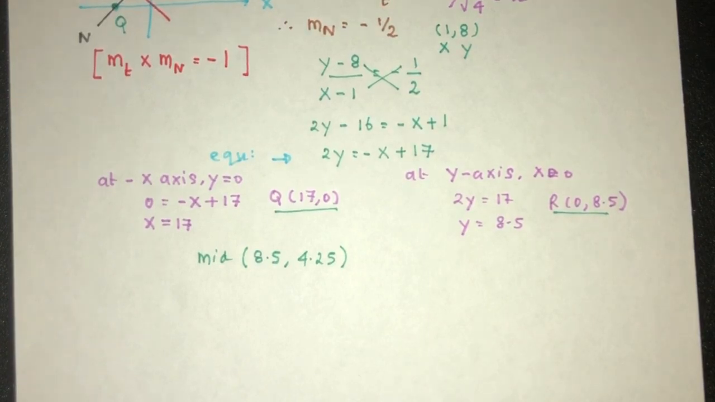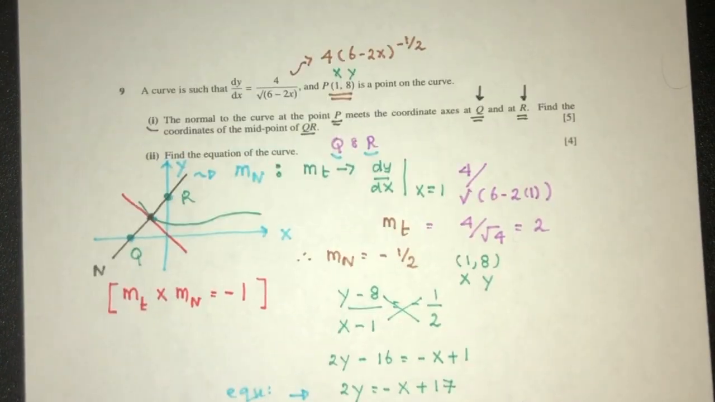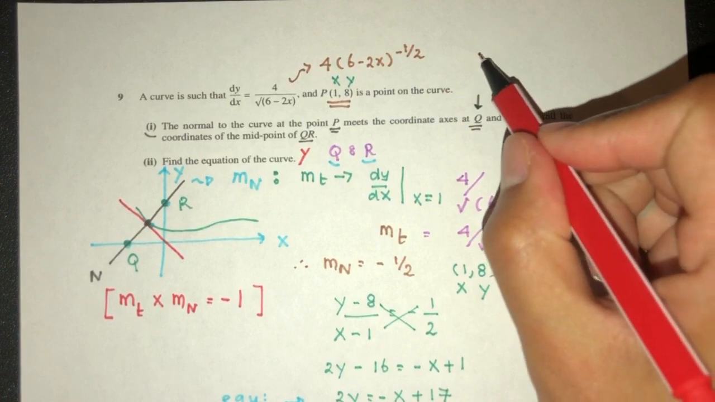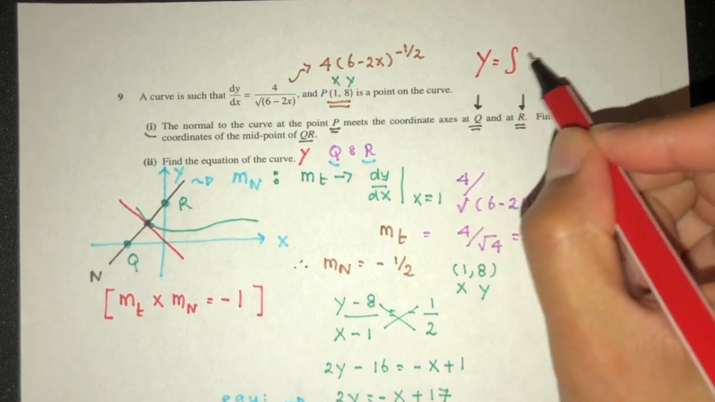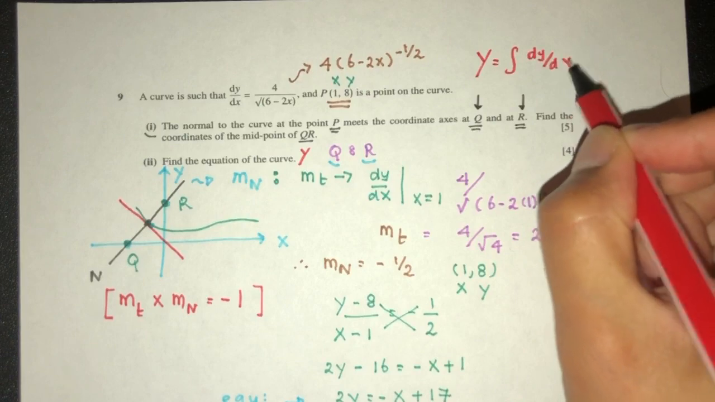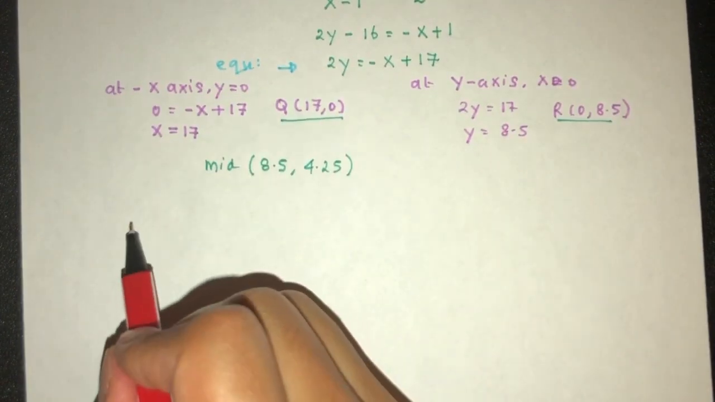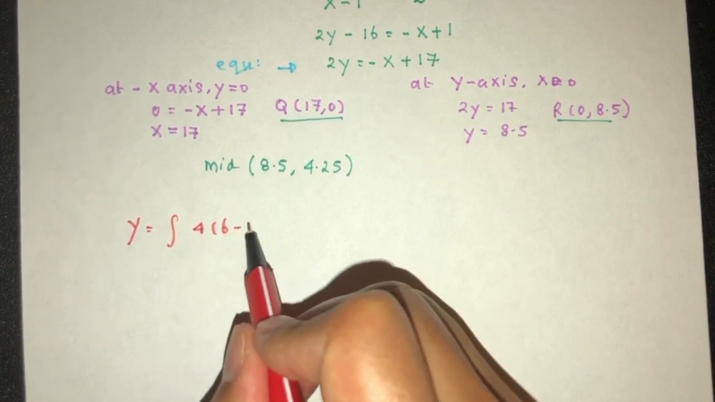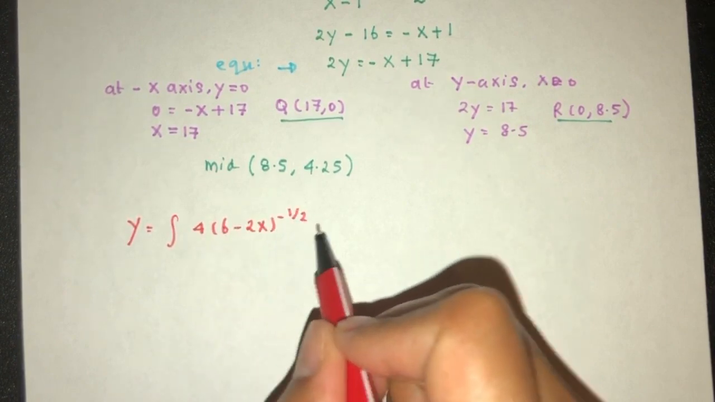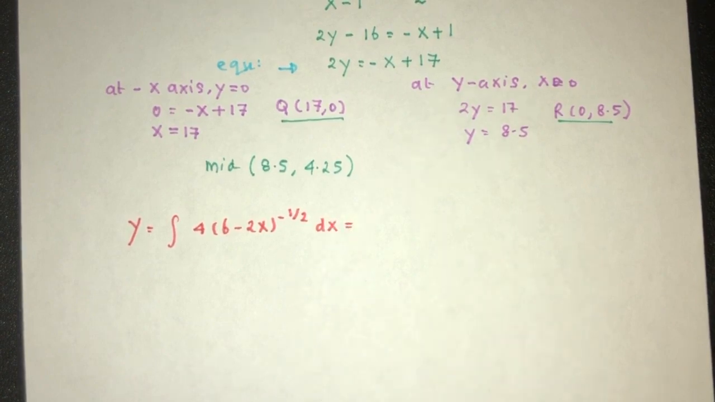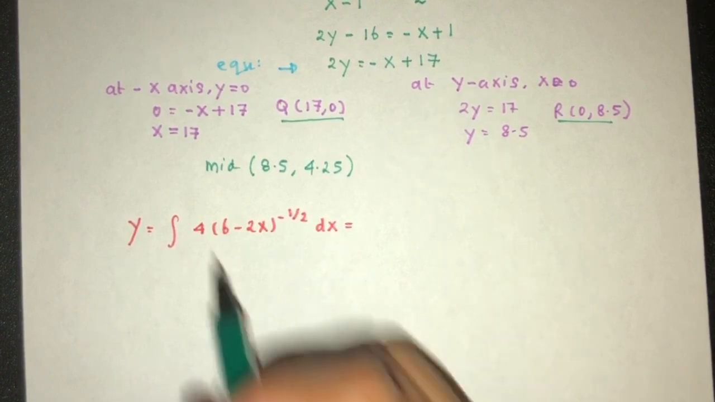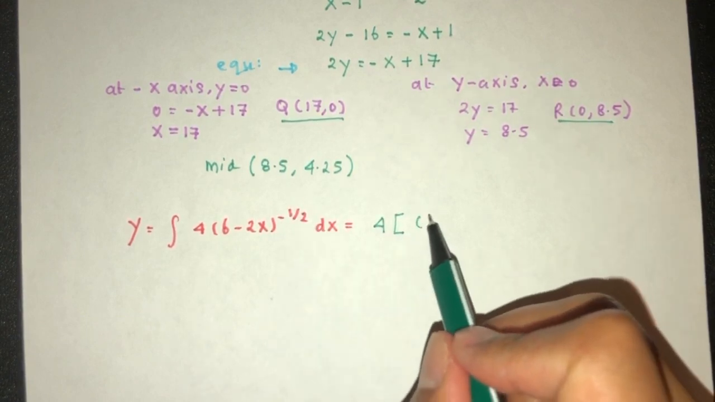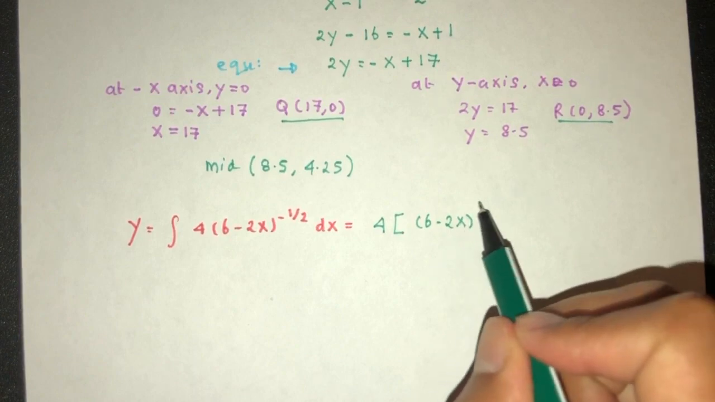Now let's move on to part 2 of the question. Here we have to find the equation of the curve, which is y. Now we have to know y is equal to the integration of dy by dx. Let's do this. That should be 4 times (6 minus 2x) to the power of minus half with respect to dx. Now 4 is only a multiple. It will stay outside. We don't care about that. First, we have to increase the power by 1. Minus half plus 1 is half.